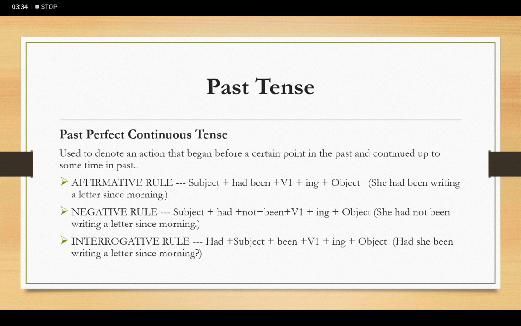Then past perfect continuous tense, it is used to denote an action that began before a certain point of time in the past and continued up to some time in the past. So this is rarely used. Okay, students, past perfect continuous tense is nowadays rarely used. So you just need to understand the tense form, but try to avoid using this tense.